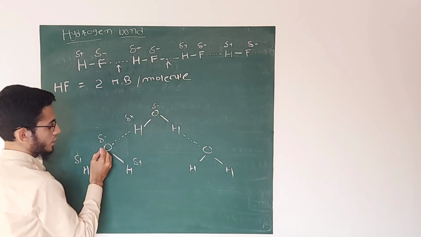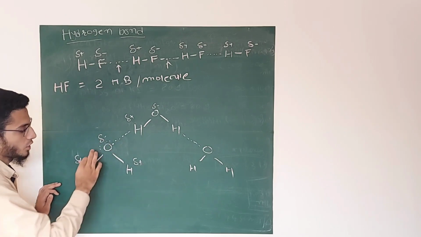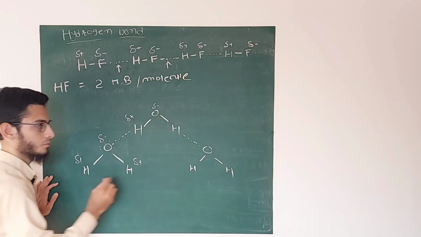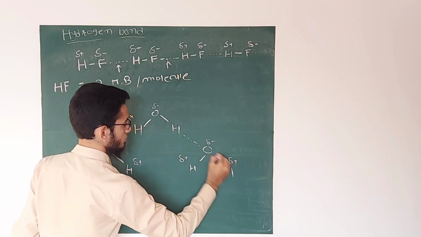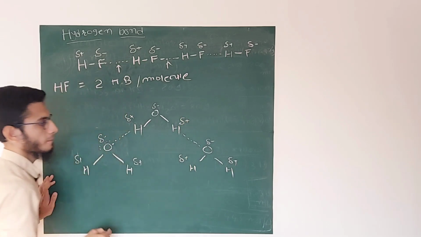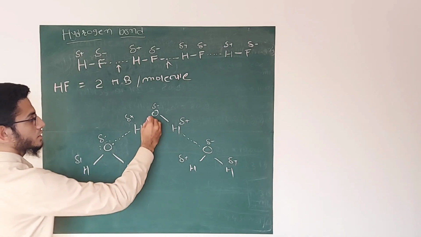Why? You know that there will be two lone pairs. I am not drawing this, I am only drawing the partial negative charge. So there will be delta minus. Here also the other is like that.